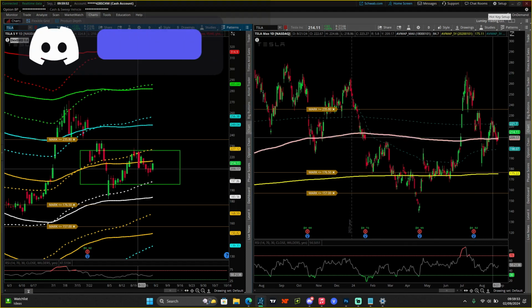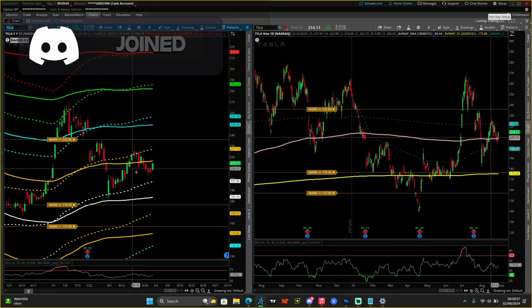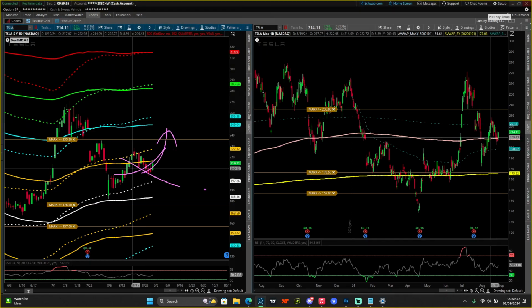So we instead want to see price break up. I wouldn't trade this area at all. I wouldn't trade to the upside, and I wouldn't trade to the downside. That's a lot harder to predict.